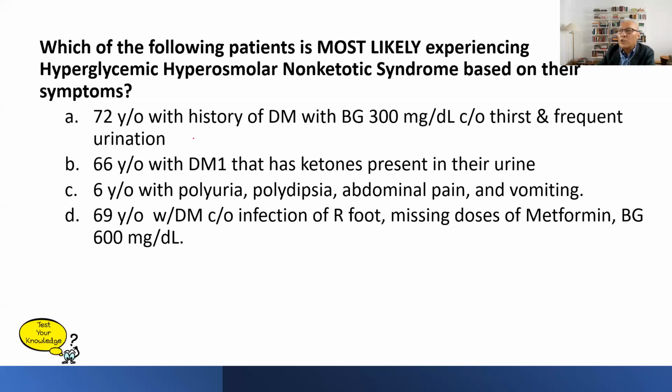All right. Which of the following patients is most likely experiencing HHS based on their symptoms? Okay, letter D is the correct response. The reason is you remember this 600 milligrams per deciliter.